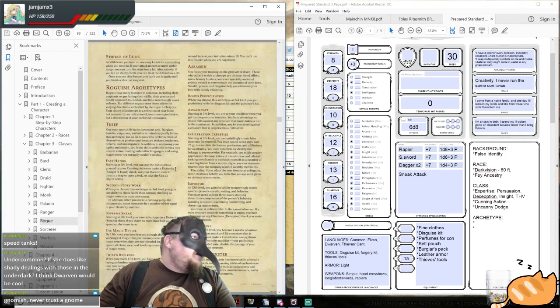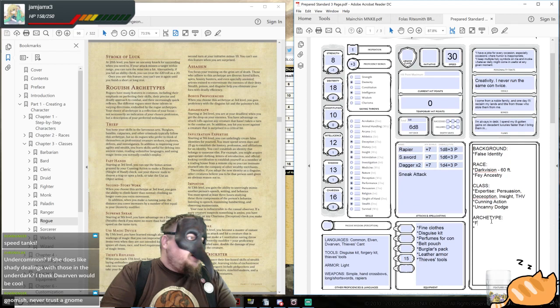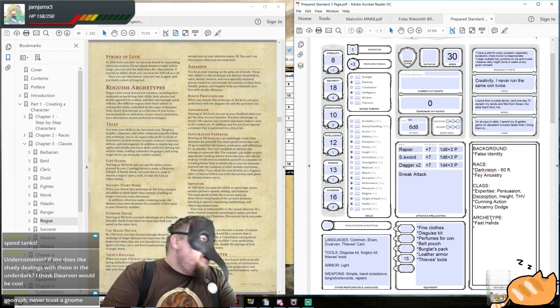Okay. Here's our Thief. We get Fast Hands. Starting at 3rd level, you can use a bonus action granted by your Cunning Action to make a Dex Sleight of Hand check to use your Thieves' Tools to disarm a trap or open a lock, or take the Use an Object action.